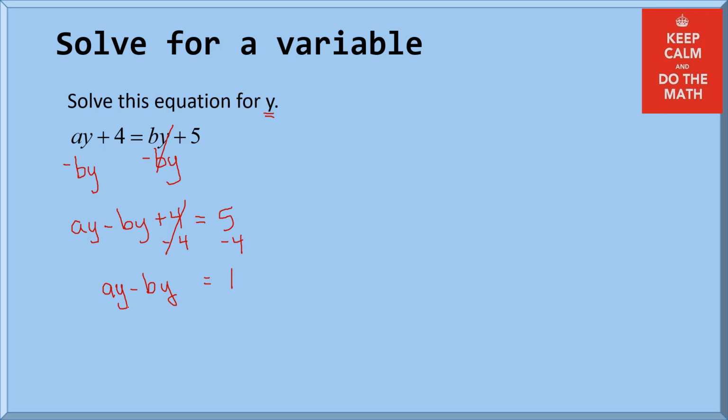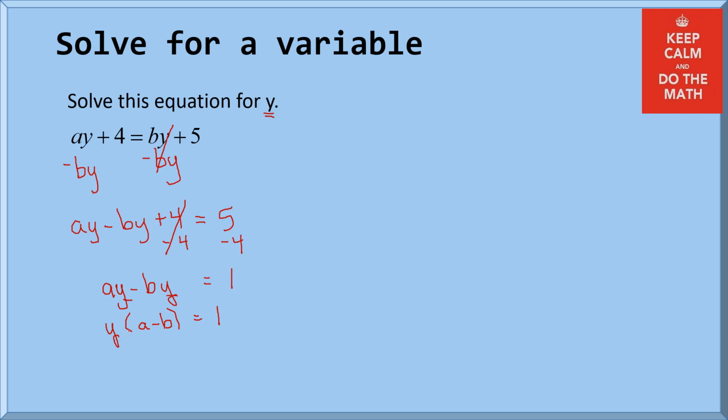Now I need to get just a single y so that I can solve for a single y. So I'm going to fall back on the fact that this y in this binomial is a greatest common factor. So I'm going to use my factoring skills and factor out a y, which leaves me y times the a minus b in parentheses equals 1.